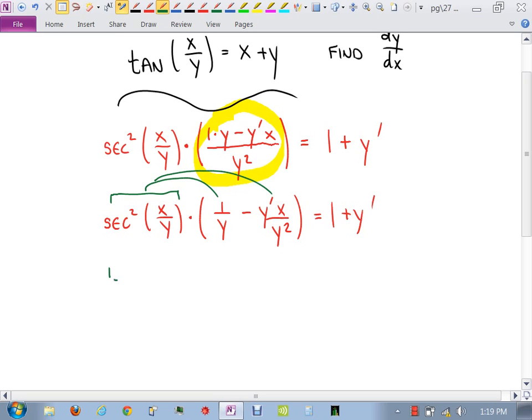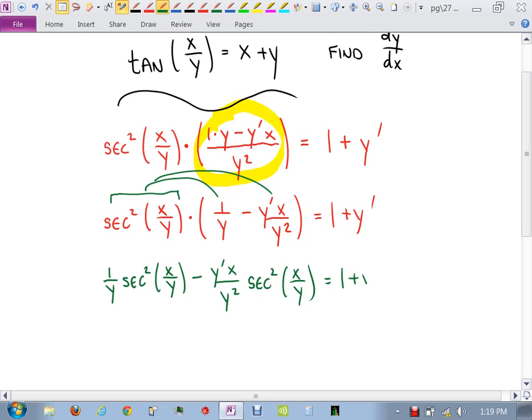So what I get here is 1 over y. I'm just going to stick that in front of that secant, right? You cannot put that 1 over y in there with that x over y. And then I have minus y prime x over y squared times secant squared of x over y, equals 1 plus y prime.